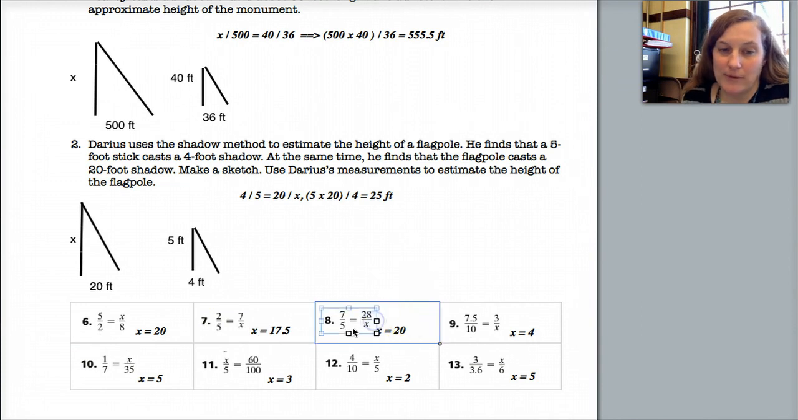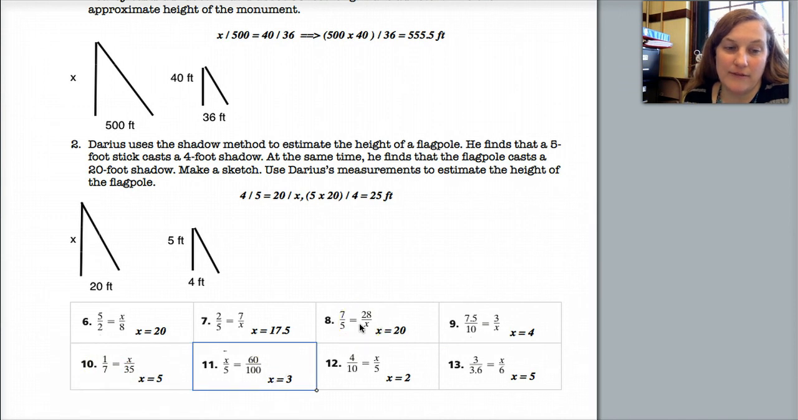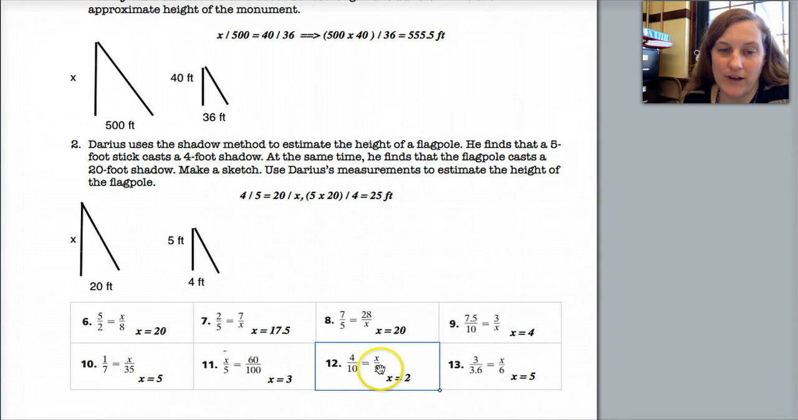You do 28 times 5 divided by 7 gives you 20. 3 times 10 divided by 7.5 gives you 4. 35 times 1 divided by 7 is 5. 5 times 60 divided by 100 is 3. 5 times 4 divided by 10 is 2. 6 times 3 divided by 3.6 is 5.